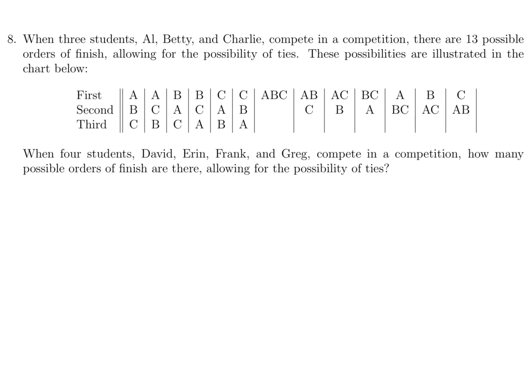When 3 students, Al, Betty, Charlie, compete in a competition, there are 13 possible orders of finish, allowing for the possibility of ties. These possibilities are illustrated in the chart below. When 4 students, David, Aaron, Frank, and Greg, compete in a competition, how many possible orders of finish are there, allowing for the possibility of ties?